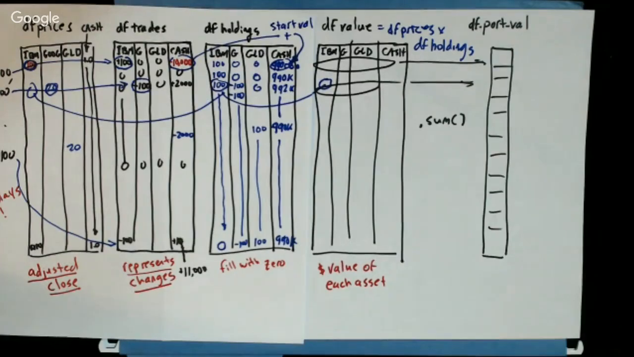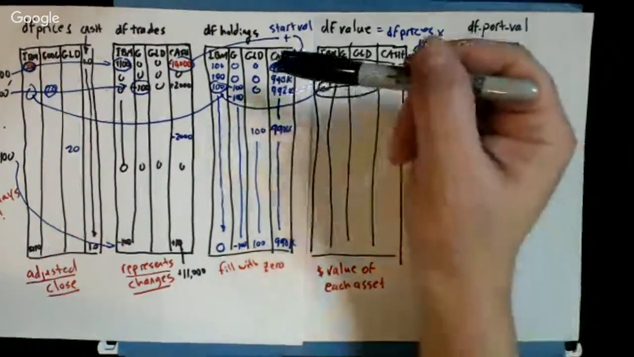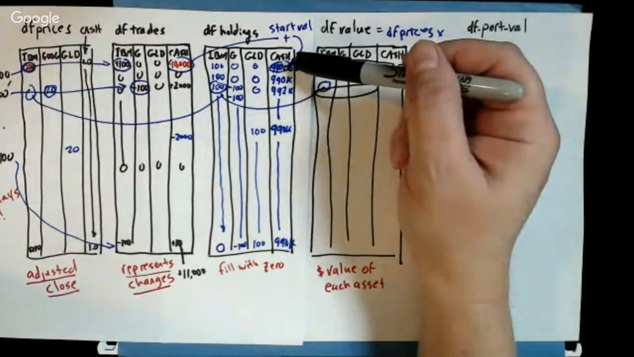Let me see if anybody's got some questions. Okay, I see some questions. I'll take them one by one. I got lost between the first and second line of the cash column of DF Holdings. Can you explain that once more?